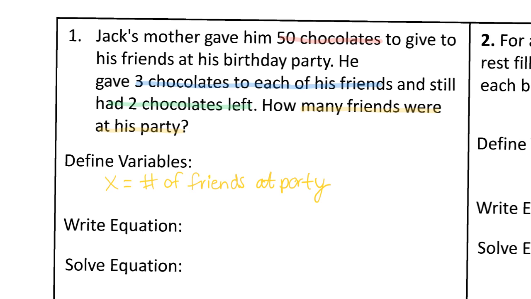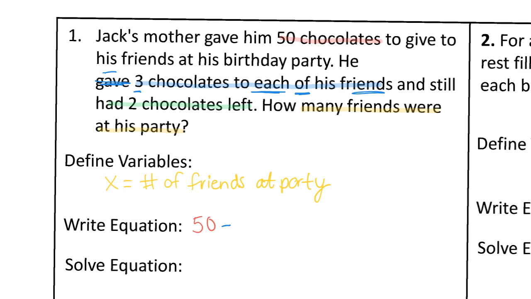So when we write equations, we always want to start with how much we started with. So how many chocolates did we start with? Well, we started with 50 chocolates. And what happened to those 50 chocolates? Well, he gave them to his friends, right? What does gave mean? Should we do addition, subtraction? Well, gave means we're giving to somebody else, so you're losing things, so this should be a minus. So minus, and now it's 3 to each friend.